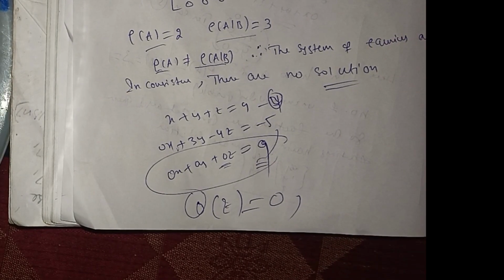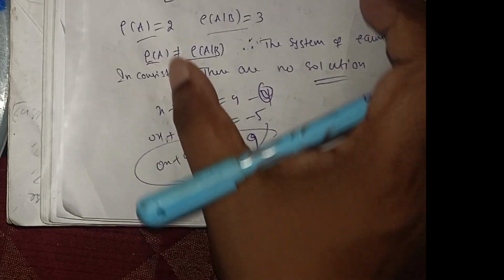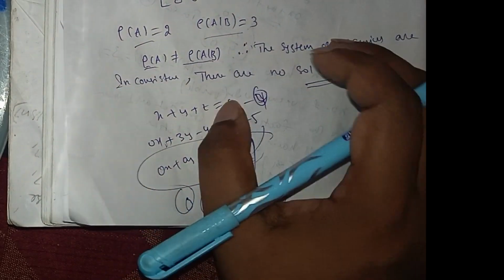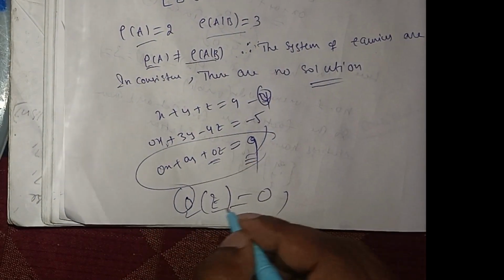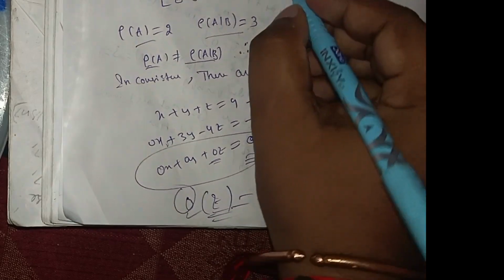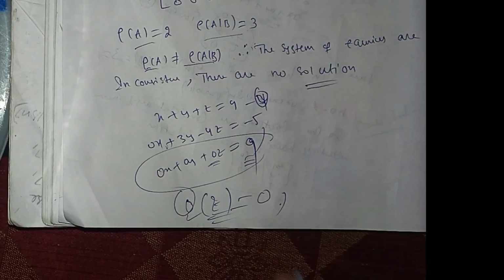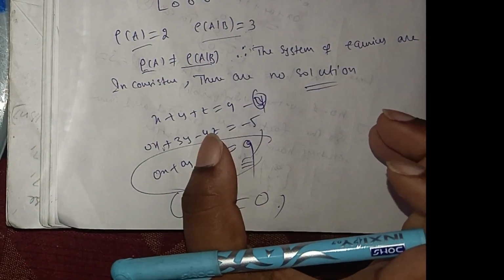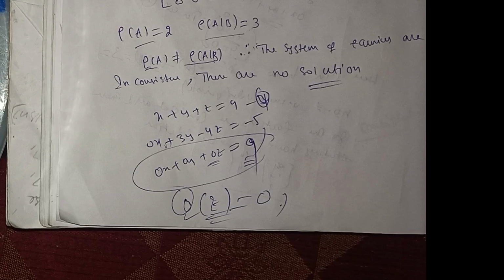So we say that this system of equations is inconsistent, hence there is no solution. The reason is 0 times something must give 0, but we are getting some value. It is not possible. So the system of equations has no solution. This is the reason behind it, no solution.